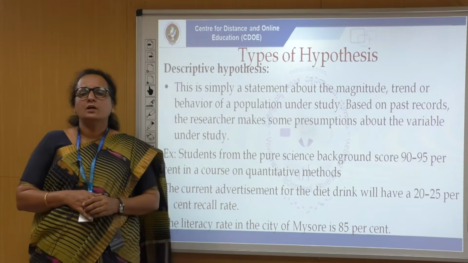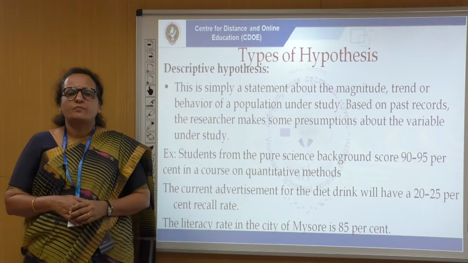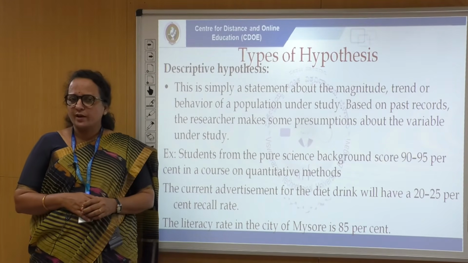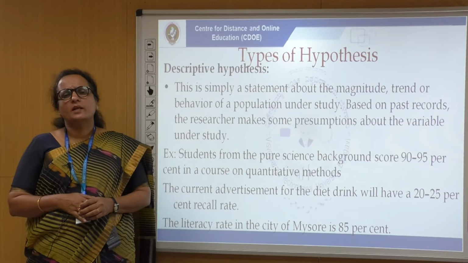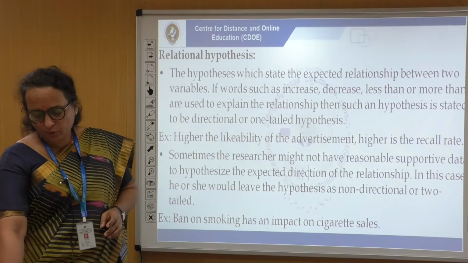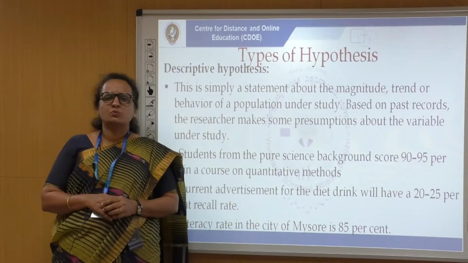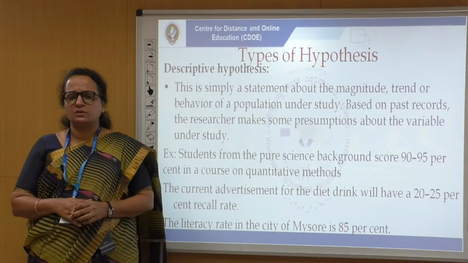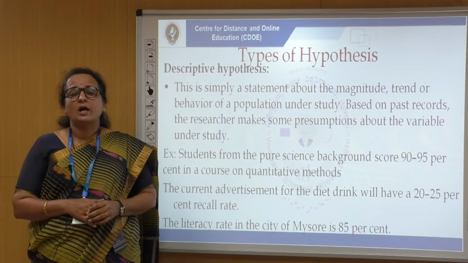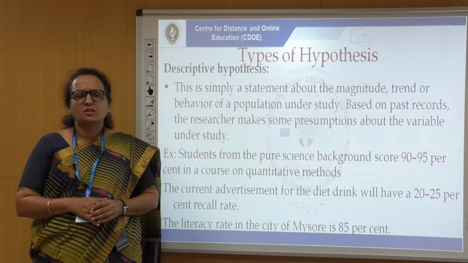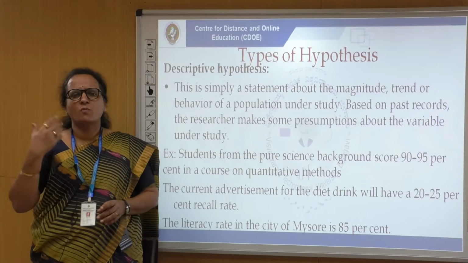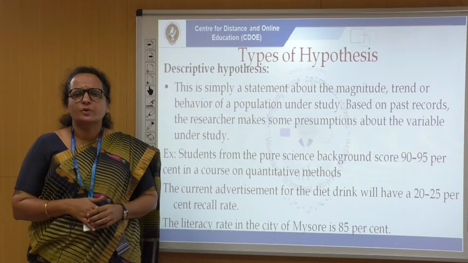Now we will talk about the different types of hypothesis. Broadly, hypotheses are classified into two types. One is the descriptive hypothesis and the other is the relational hypothesis. We will discuss what a descriptive hypothesis is and what a relational hypothesis is. As the name itself indicates, a descriptive hypothesis describes the variables under study. It just describes what a variable is in the form of a sentence. So that is what a descriptive hypothesis is.